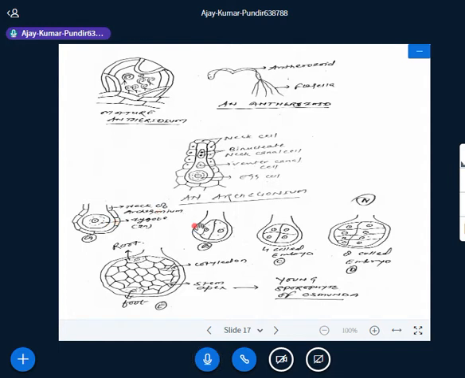Now a vertical wall division takes place in the zygote. It is a diagnostic feature of leptosporangiate ferns. In case of eusporangiate ferns, the transverse wall division takes place in the zygote. This is the characteristic feature of the leptosporangiate and eusporangiate. First of all, the zygote becomes large in size. Now vertical wall division takes place in the zygote.